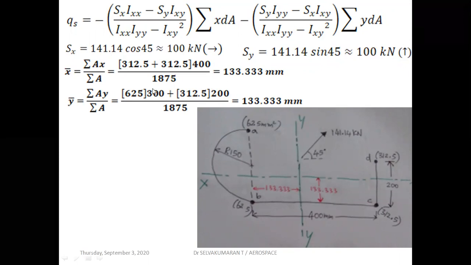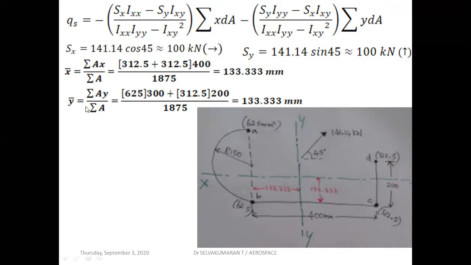To locate that, we need to find x bar and y bar. So x bar is equal to sigma a x divided by sigma a. Taking stringer B as the reference, stringer area into x distance, 312.5 into 400 plus 312.5 into 400, divided by the sum of the area of all stringers, which gives 133.33 millimeter, the location of the y axis from stringer B.